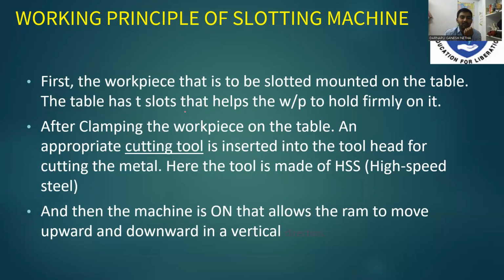The table has T-slots that help the workpiece to be held firmly on it. After clamping the workpiece on the table, an appropriate cutting tool is inserted into the tool head for cutting the metal. Here the tool is made of high speed steel, and then the machine is turned on and the ram moves in the upward direction, in the vertical direction.